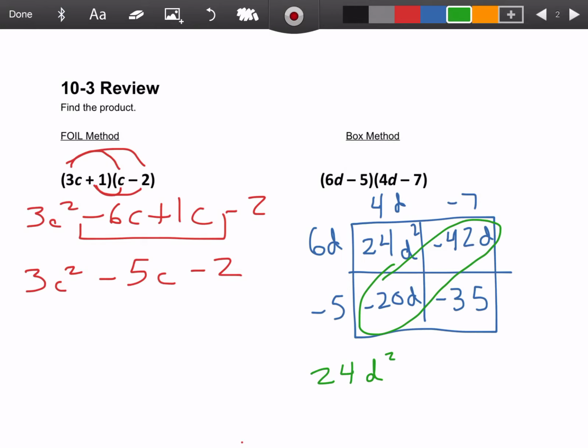We have a negative 5 times a positive 4d, that would be a negative 20d. And then we have a negative 5 times a negative 7, that would be negative 35.